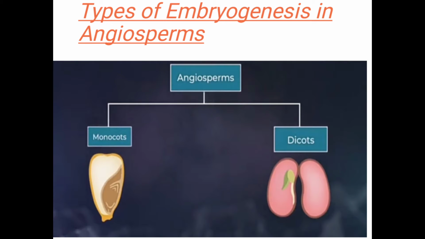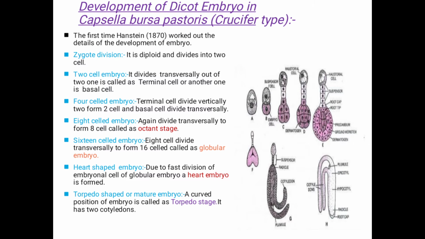Now the types of embryogenesis in angiosperm. There are two types of embryogenesis in angiosperm. One is monocot type and another one is dicot type. Now we have to see the next slide, development of dicot embryo in Capsella bursa-pastoris, that is belonging to Crucifer family. The first time Hanstein in 1870 worked out the details of the development of the embryo in Capsella bursa-pastoris, a member of Crucifer.